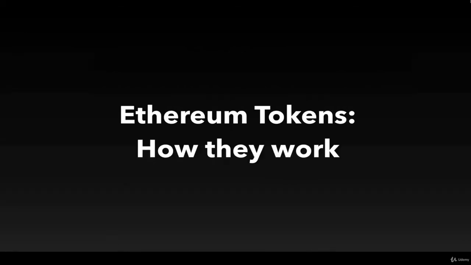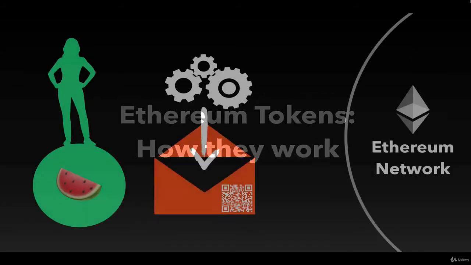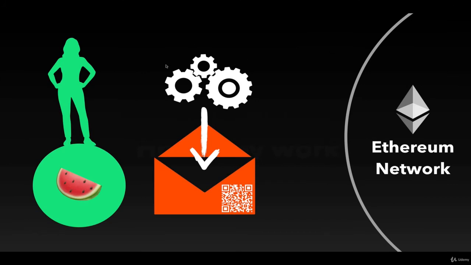Welcome back. We're continuing on with Ethereum tokens. We're going to show a walkthrough of how they work, or at least a part of how they work. Pictured here is a contract, pictured as gears. In this case, what's happening is watermelon person, pictured on the left, is going to deploy this contract. It's going to create this ICO, this token, and deploy it to the Ethereum network. And how does she do that?